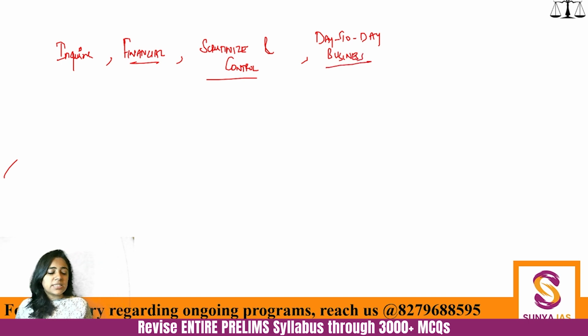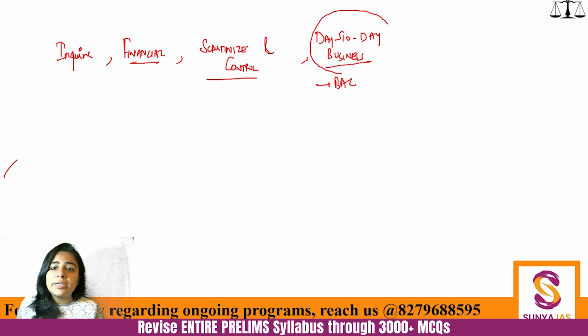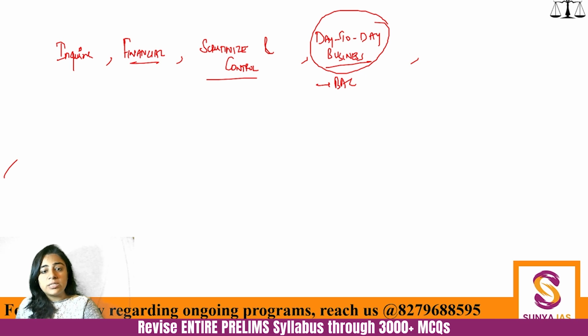So day-to-day business committees, for example, there is the Business Advisory Committee. These committees have the right and the responsibility to oversee the day-to-day proceedings. All the other committees do not have these rights. It is only the day-to-day committees who have the right of monitoring the day-to-day events of the Lok Sabha and the Rajya Sabha.